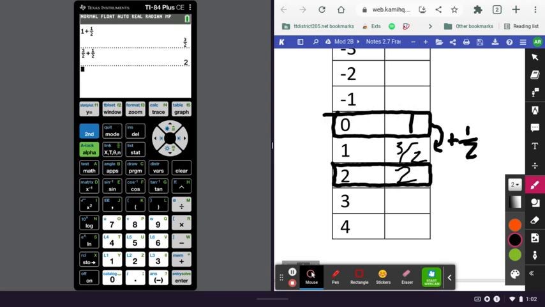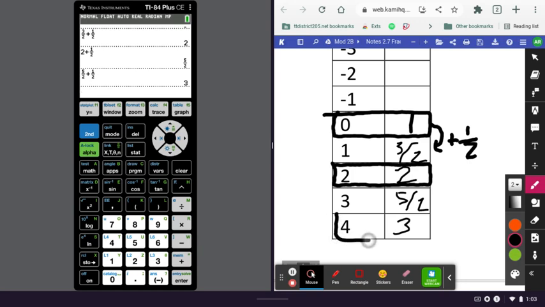Okay, let's look at 3. So 2 plus 1/2 is 5/2. So let's write in 5/2. That's not a nice number. We're not going to box that in. 5/2 plus a fraction of 1/2 gives us 3. So I have 3. That's a nice number.